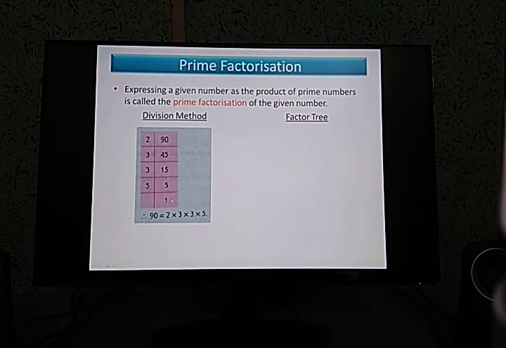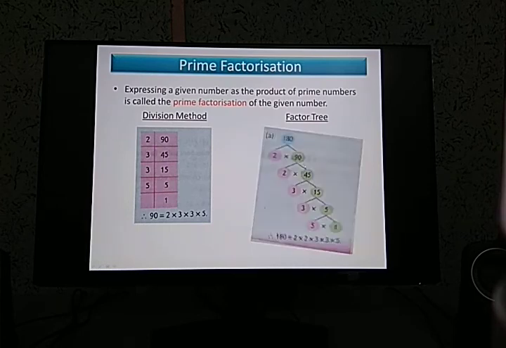So all these factors, except the 1, will be on the left hand side: 2, 3, 3, 5. All this can be written as 2 into 3 into 3 into 5. So all these numbers are what? These are prime numbers. So we can say that these factors are prime numbers. So this type of factorization is called prime factorization.